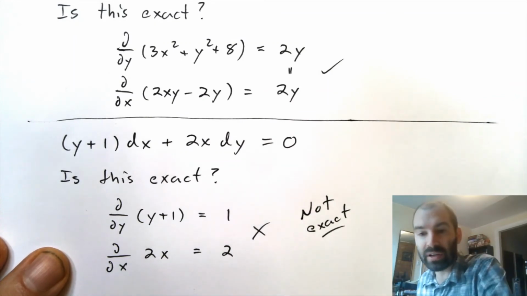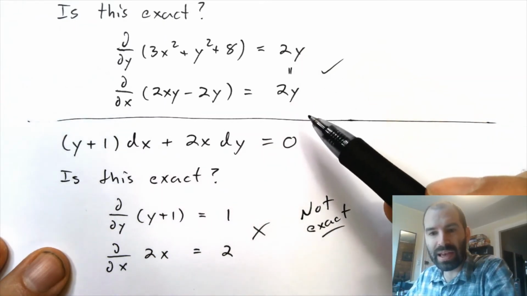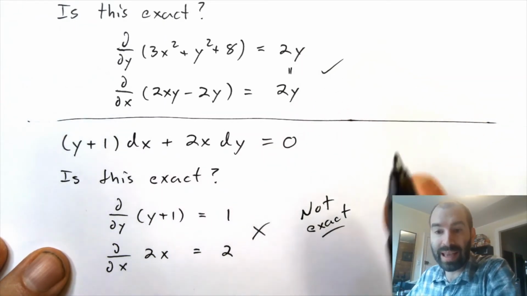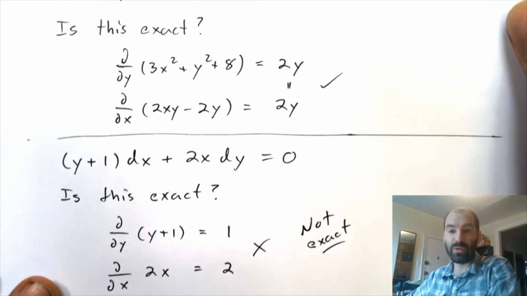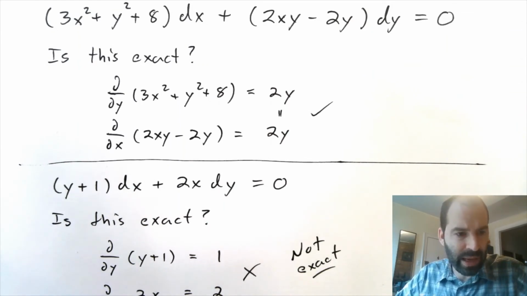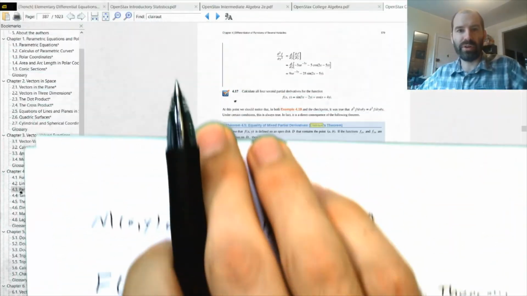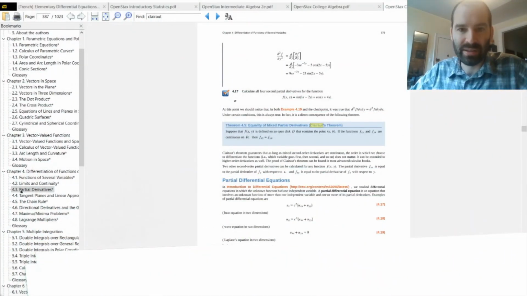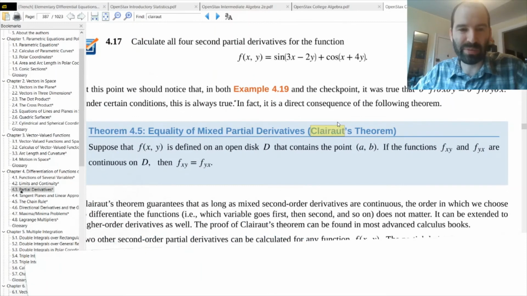Now, what we haven't talked about yet is how do we really know that if these are equal, then it is exact? We know that if they're not equal, it can't be exact. But how do we know that if they are equal, it is exact? I'm not going to go through the proof of this with you, but I am going to point out that in our book, oh, where are you, book? You're on the green screen. That was me looking up Clairaut's theorem. While I'm here, there's Clairaut's theorem from a calculus textbook. So that's what I was talking about.